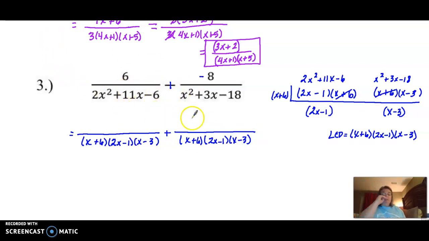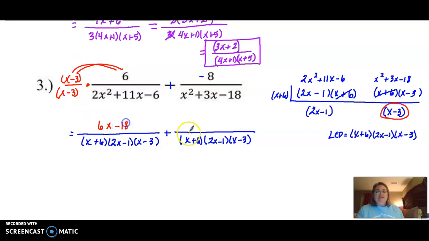So notice every time I'm doing the exact same thing. I'm coming over here, I'm finding my LCD. Once I know my LCD, I'm going to set up my fractions. Then I'm going to determine what I'm going to multiply by. Looking for what am I missing? I'm missing the x minus 3 over x minus 3. Then I distribute. So 6x minus 18. I multiply by what I'm missing over here.